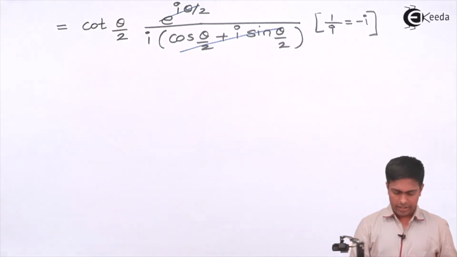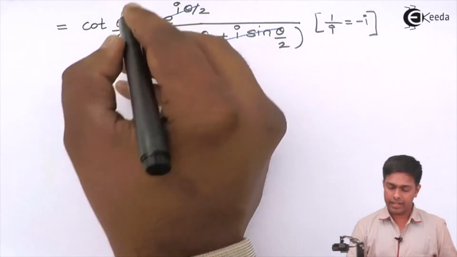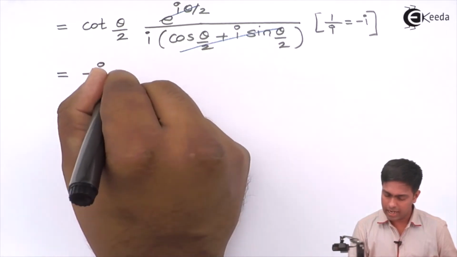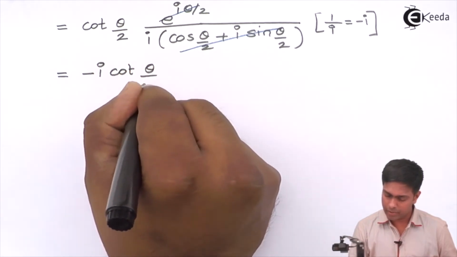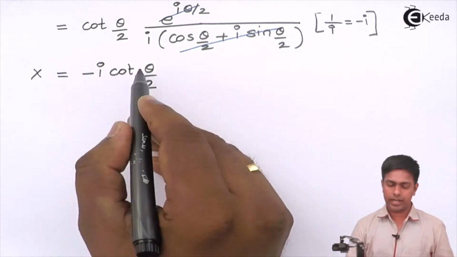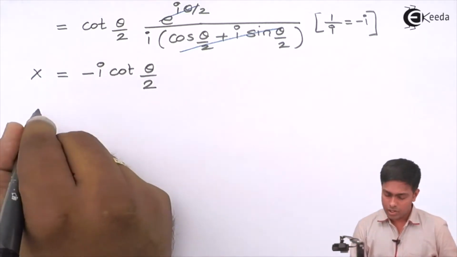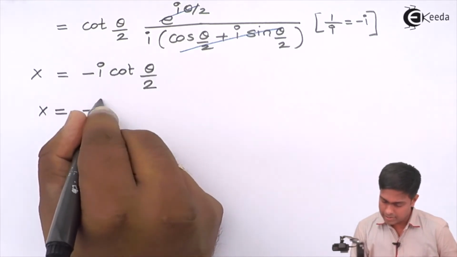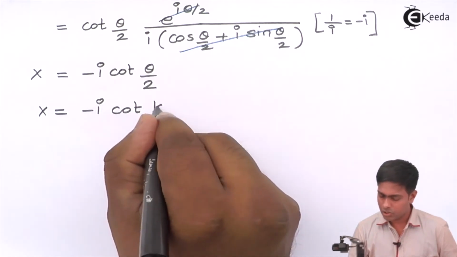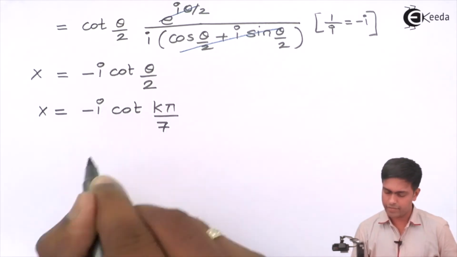So this I'll take in the numerator. So 1 upon i is minus i. So that will become minus i cot of theta by 2. That is the value of x. And now let's resubstitute theta as 2k pi by 7. So x will become minus i cot of 2k pi by 7. The 2 cancels, so k pi by 7.